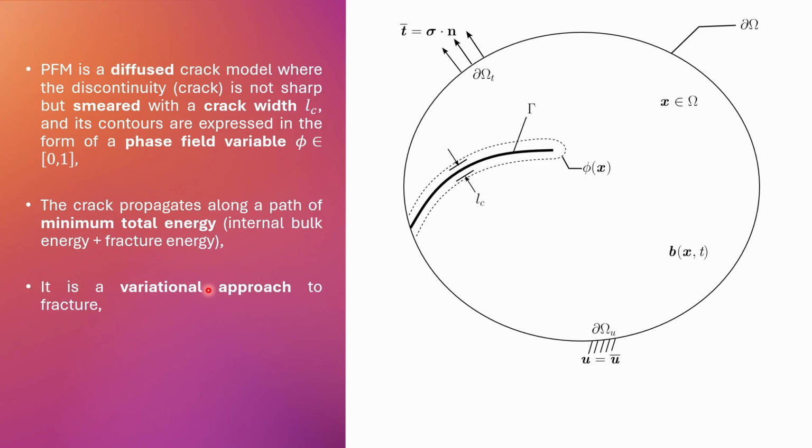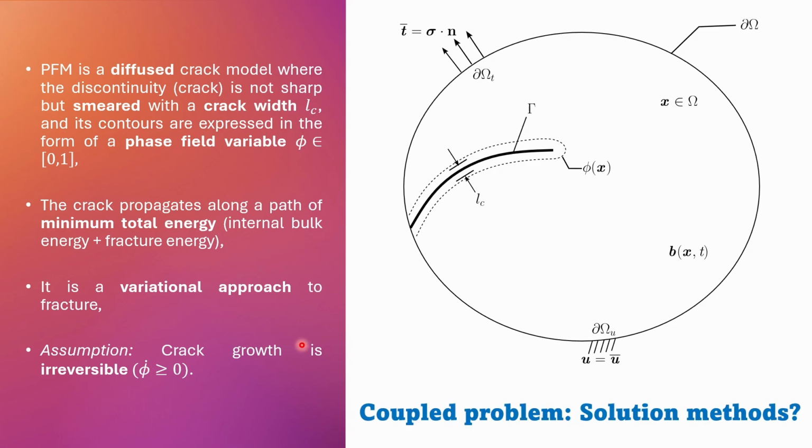Next, it is a variational approach to fracture. Why? Because it involves a variational function. And lastly, this is the most important assumption, as we discussed in the previous video. Crack growth is irreversible. So we have to assure that phi dot is always greater than or equal to 0. The crack cannot heal itself. So this is essentially a coupled problem in displacement and phase field. So what are our solution methods?